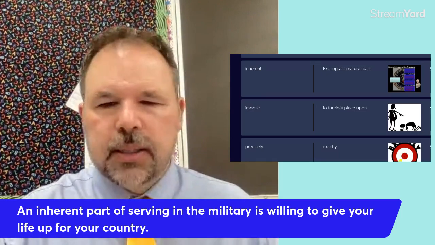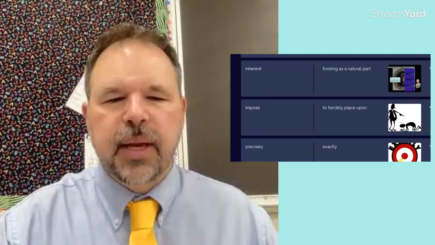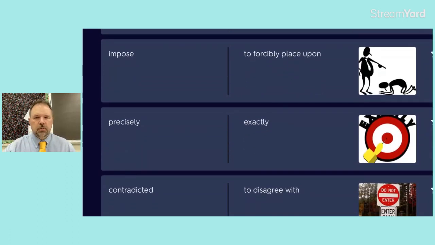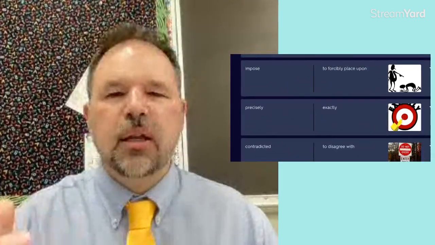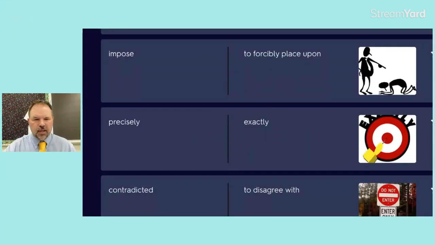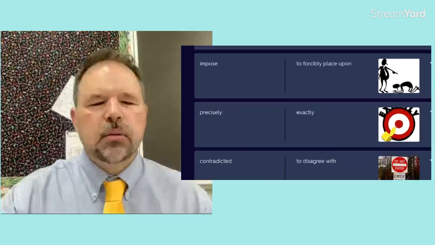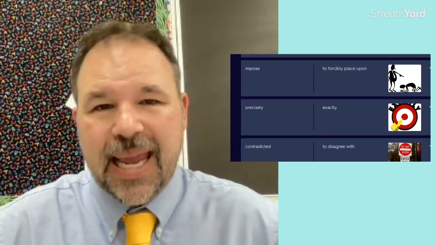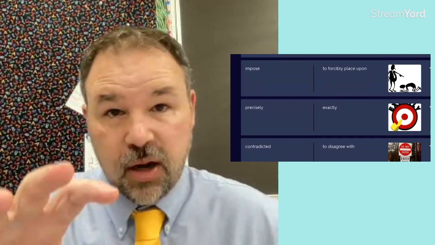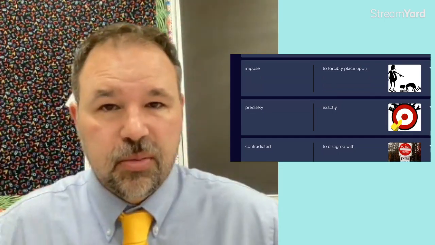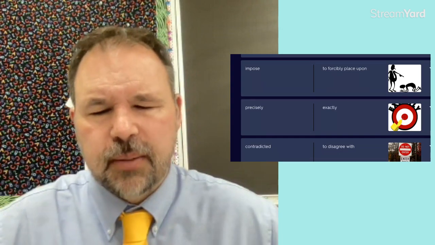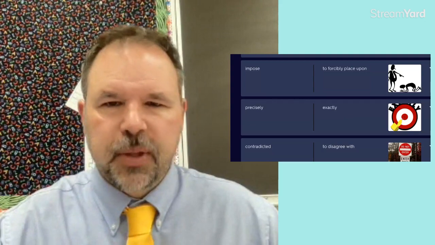The next one. Impose. So you can impose your will on somebody. Impose, to forcibly place upon. So in the article, they might think that this mayor is imposing a ban on soda, like forcing it on them, which he kind of is. Mayor Bloomberg, impose. So you can impose your authority. You can impose your will on somebody, forcing somebody to do something. All right, almost done here.